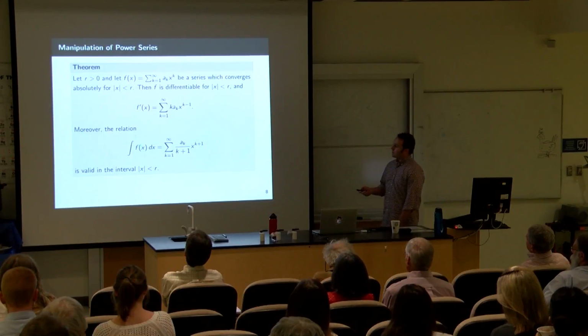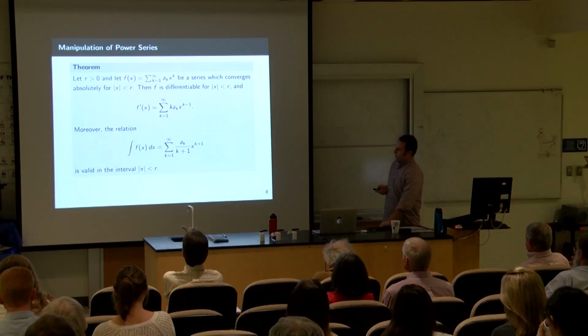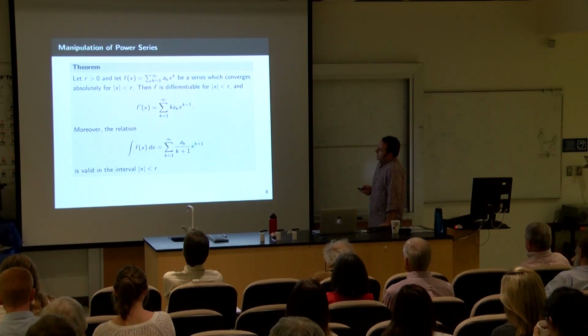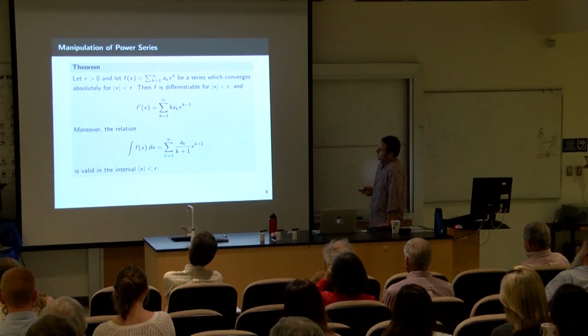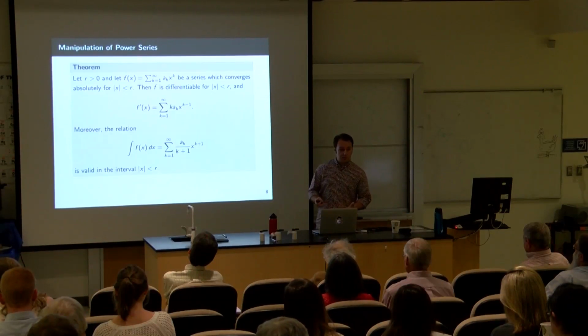And moreover, you can integrate too. So if you look at the integral of f of x, you just integrate term by term, right? We know the integral of x to the k is x to the k plus 1 over k plus 1, because k is not 0 or negative 1 or anything like that. It starts at 1. So you can differentiate and you can integrate power series. And it doesn't change where it converges.